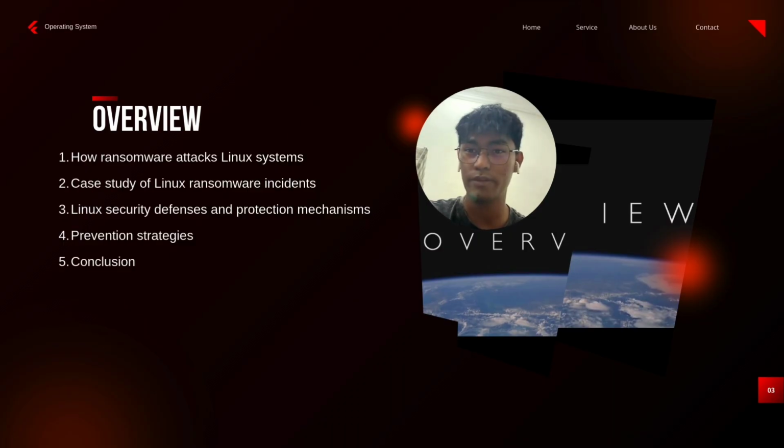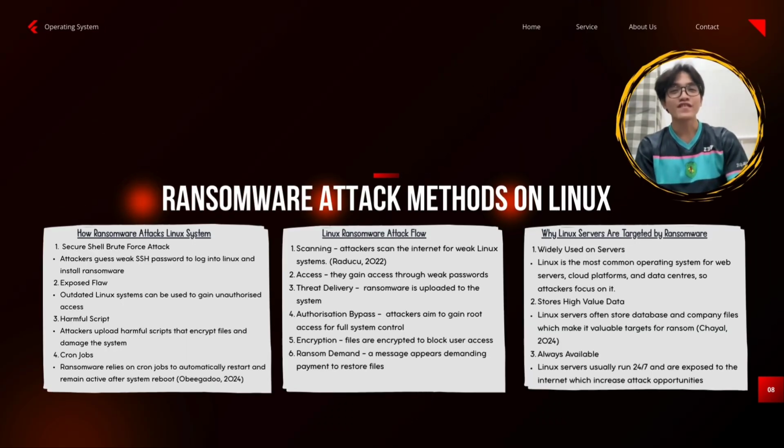The presentation will then cover Linux security defenses, including cryptography, authentication mechanisms, firewalls, and intrusion detection systems, showing how these technologies help prevent ransomware attacks. Finally, we will conclude by discussing prevention strategies, which are privilege separation and best practices such as backups, system updates, and monitoring to strengthen our Linux security. Thank you.